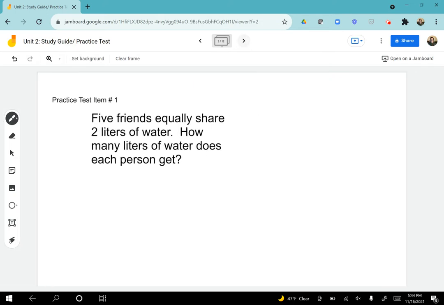Okay, so this question actually did come from the study guide practice test. 5 friends equally share 2 liters of water. How many liters of water does each person get? We want to make sure we're dividing 2 by 5 here because the 2 represents the liters of water, and the 5 friends are the equal number of groups we're going to be putting that water into. So each friend will receive 2/5 liters of water.